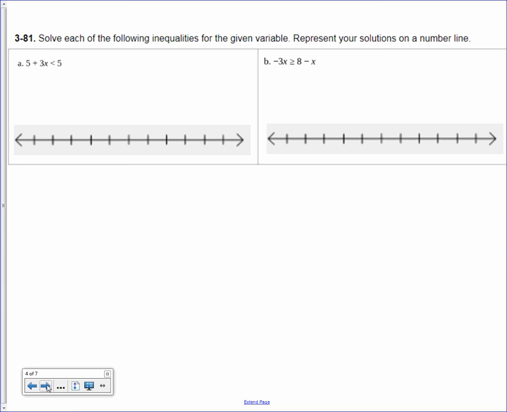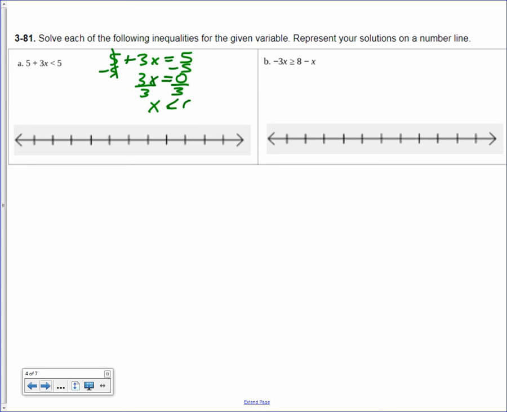Problem 81, I am solving some inequalities. So when you do this, the first thing that you do is just solve as if it was an equal sign. So like I would do 5 plus 3x equals 5. So I subtract 5 from both sides. I get 3x equals 0. Divide by 3. So x equals 0.